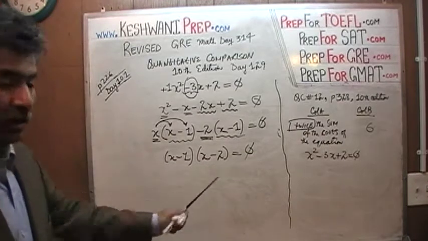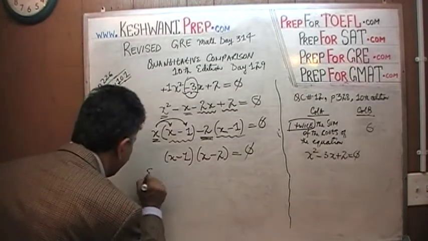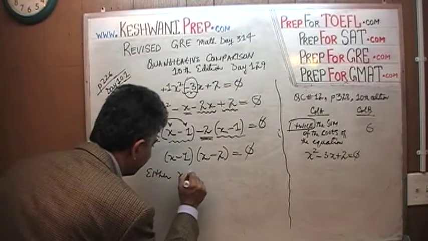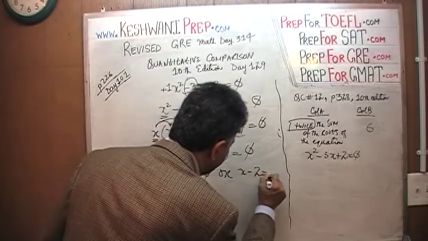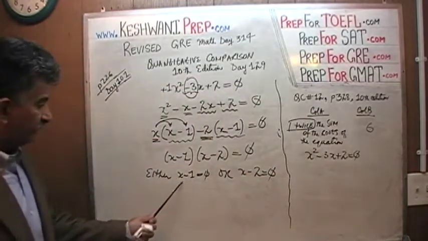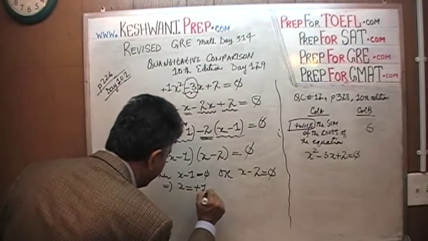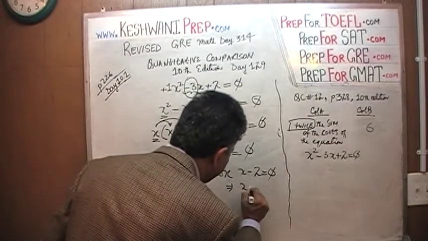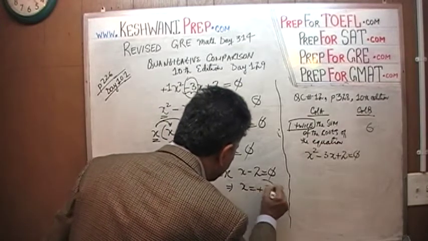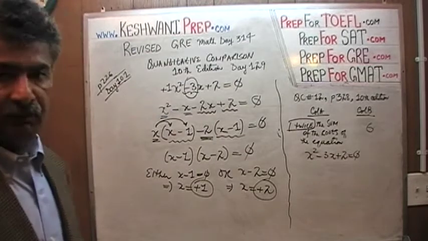Since the product of these two quantities is equal to 0, that tells us that either x minus 1 is equal to 0, or x minus 2 is equal to 0. If x minus 1 is equal to 0, that implies x is equal to positive 1. If x minus 2 is equal to 0, that implies in turn that x must be positive 2. There we go, we found the two roots. The two roots are positive 1 and positive 2.